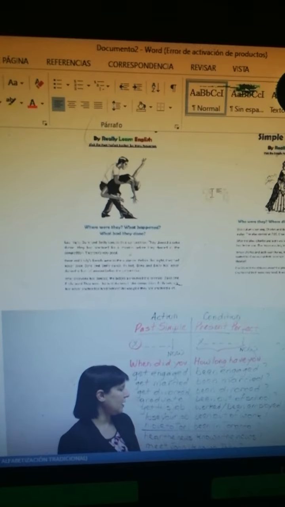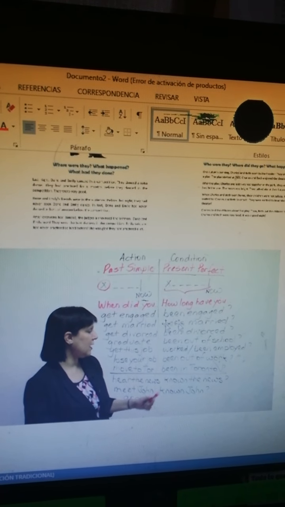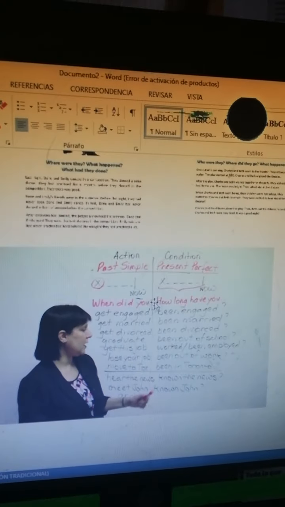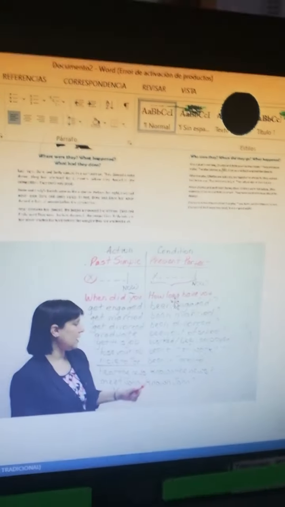For the materials of this class, apart from the textbook, I have some stories and the board explanation that I have here, the kind of board explanation about the past simple and the other topic that I chose.